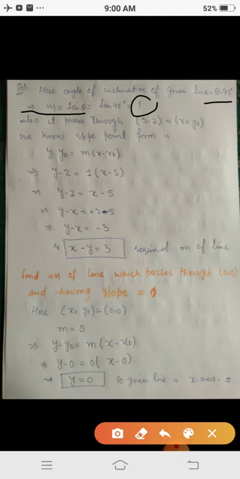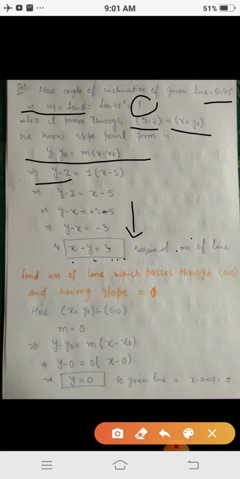Also it passes through the point (5, 2), that is (x naught, y naught). We know that the slope point form is y minus y naught equals m times x minus x naught. Here y is arbitrary, y naught is 2, so y minus 2 equals m, that is 1, into x minus x naught, which is 5. So y minus 2 equals x minus 5, or by simplification we simply get x minus y equals 3. So this is the required equation of the line which passes through the point (5, 2) and which makes an angle of 45 degrees with the positive direction of the x-axis.